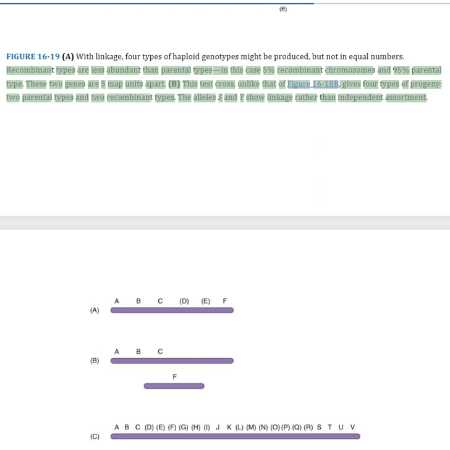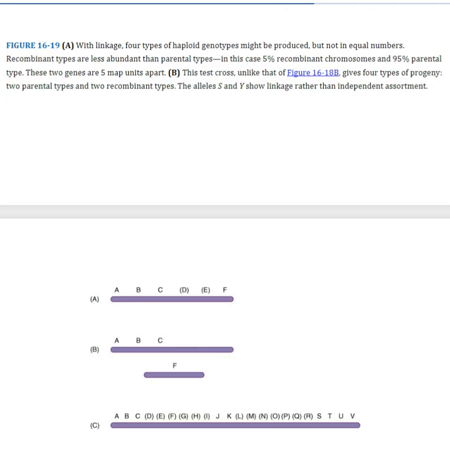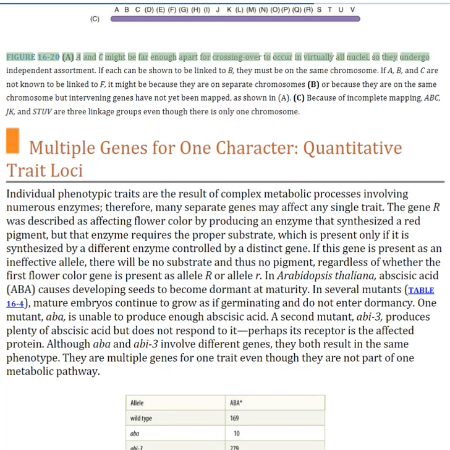The alleles S and Y show linkage rather than independent assortment. In Figure 16.20, A and C might be far enough apart for crossing over to occur in virtually all nuclei, so they undergo independent assortment. If each can be shown to be linked to B, they must be on the same chromosome.